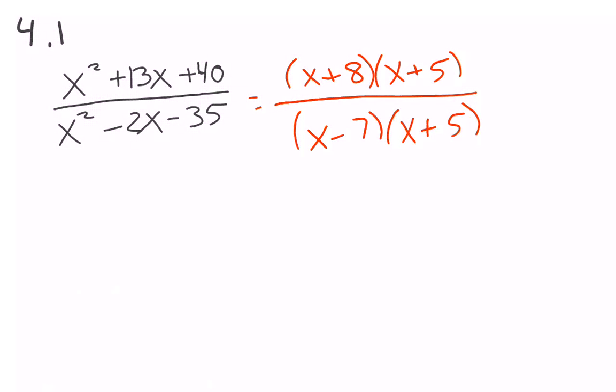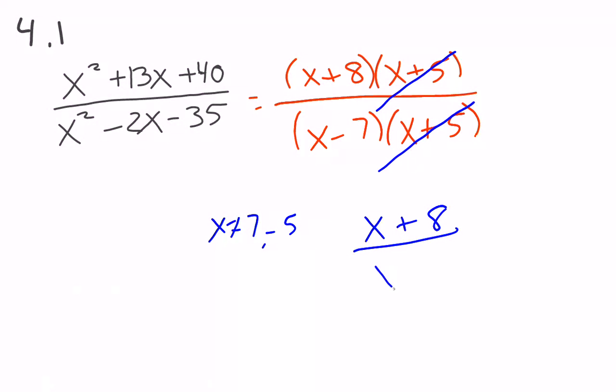Now, I didn't actually count off really for your excluded values, but your excluded values should be considered before you cancel anything. So my excluded values would be x cannot equal 7, x cannot equal negative 5. The x plus 5s both cancel, so I get x plus 8 over x minus 7, and that is what I was looking for in your answer.